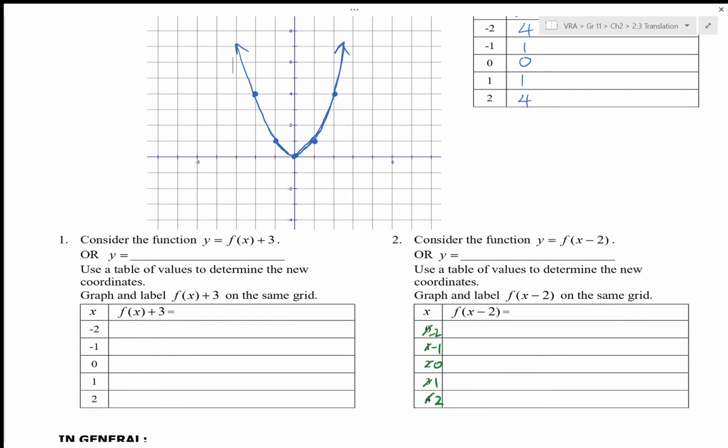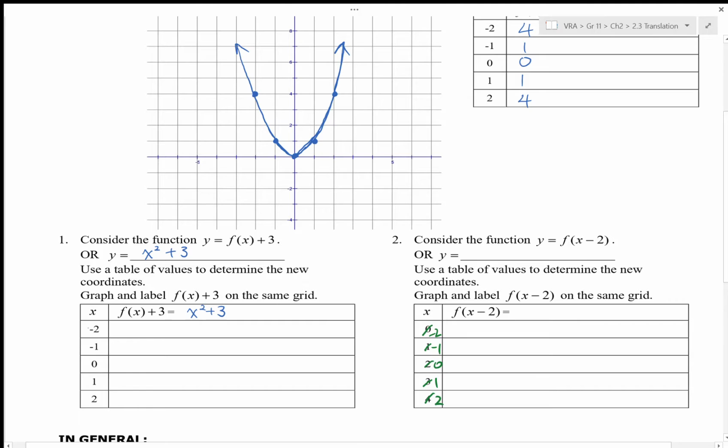So let's take a look at the first one. It says consider the function f at x plus 3. In other words, f at x was x squared, so x squared plus 3, right? Now this basically means that you're adding 3 to the y value of the original function, because you're adding 3 to the whole thing. So as I said, f at x plus 3 becomes x squared plus 3.